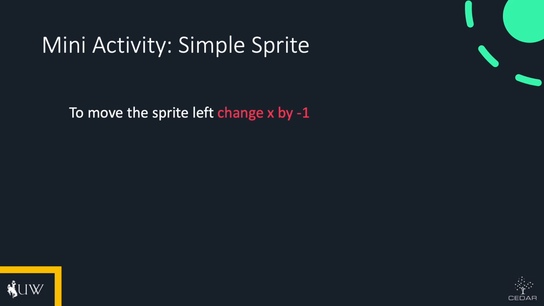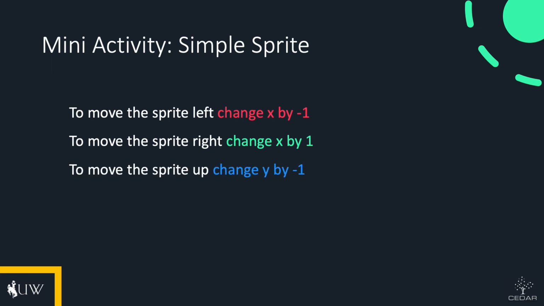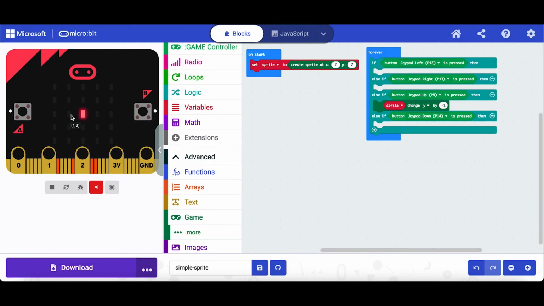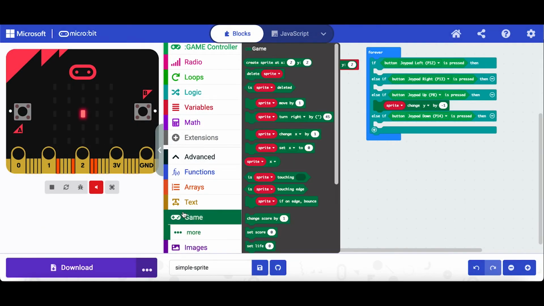To move the sprite left, change X by -1. To move it right, change X by 1. To move it up, change Y by -1. And to move it down, change Y by 1. Let's implement this in our code. We'll do the first one together.